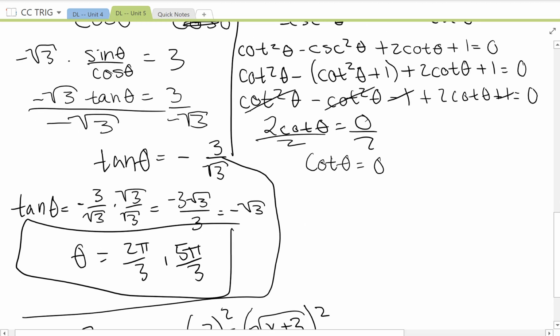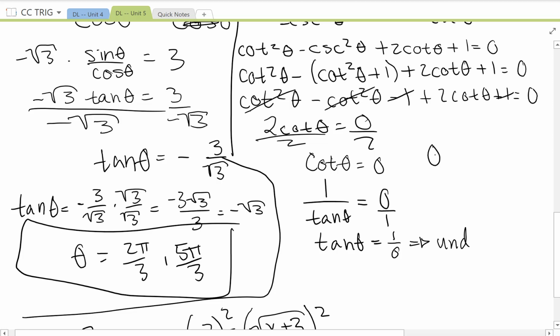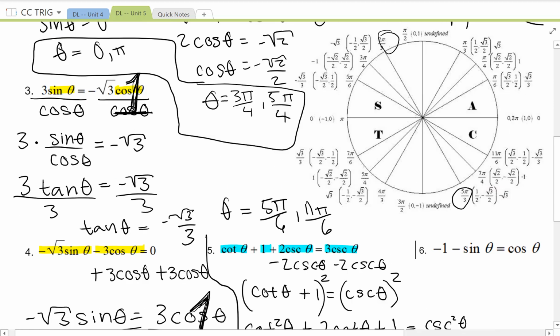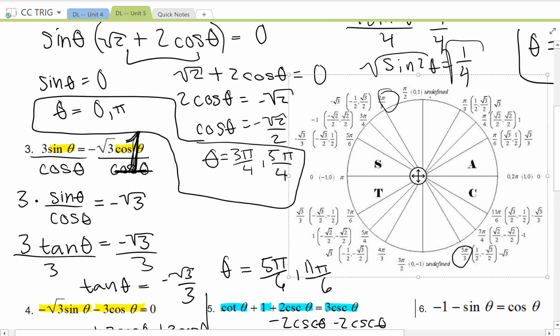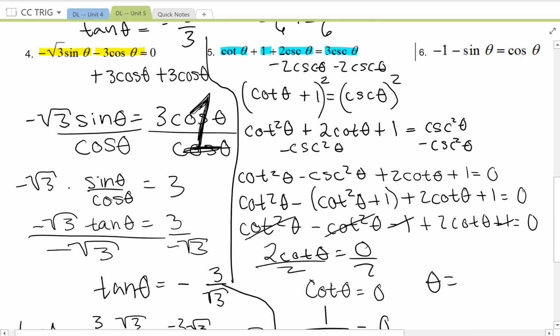Now I prefer to work with sine, cosine, and tangent, so I'm going to replace cotangent with 1 over tangent is equal to 0. So then we're going to flip both sides. You can put the 0 over 1 if you want. Tangent theta is equal to 1 over 0. Oh wait, that's undefined. Where is tangent theta undefined? Tangent is undefined at pi halves and at 3 pi halves.